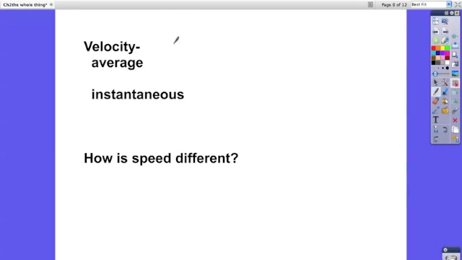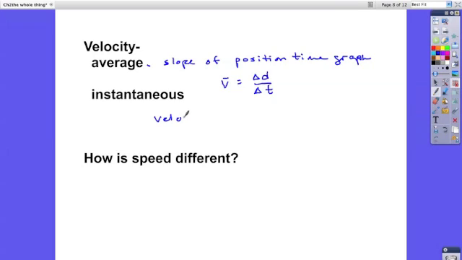Average velocity, remember, is the slope of the position time graph. Average velocity can be found by dividing the change in position by the change in time. On a position time graph, this is the slope, the change in the vertical axis divided by the change in the horizontal axis. The instantaneous velocity is the velocity at an instant, in a very, very small bit of time.